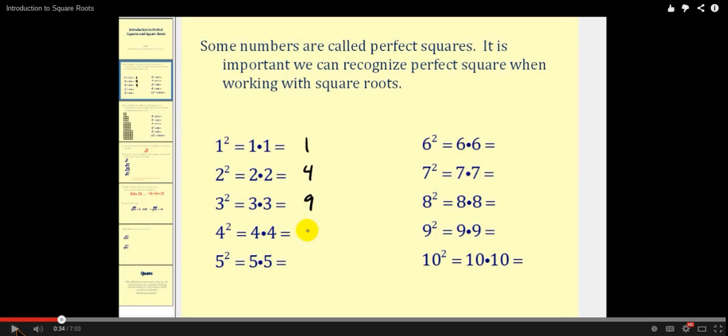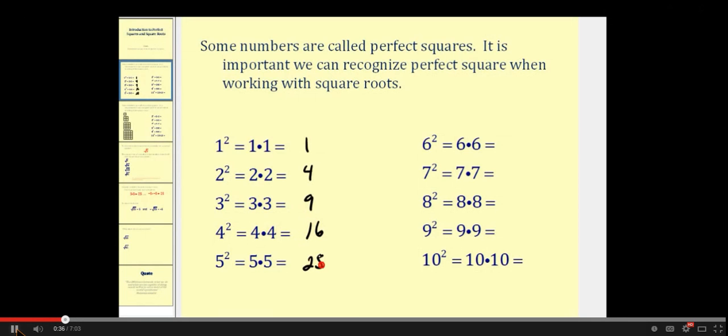4 times 4 is what? 5 times 5 is what? And so forth. So pause the video now and try and work the rest of these problems in your notes, and then unpause the video. Make sure too that you write down that these numbers are perfect squares.